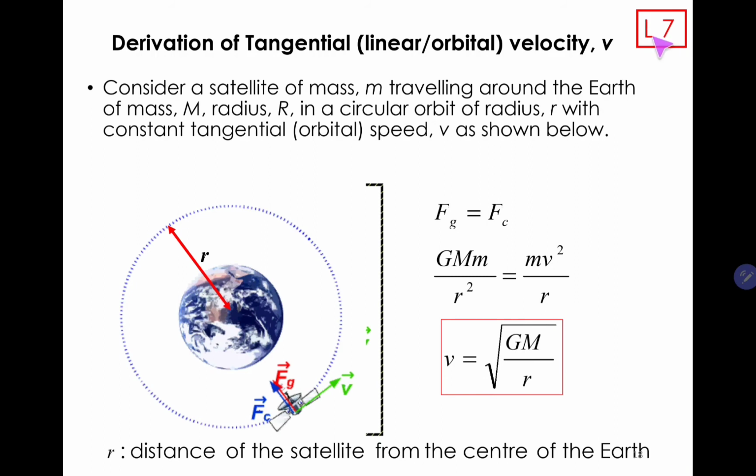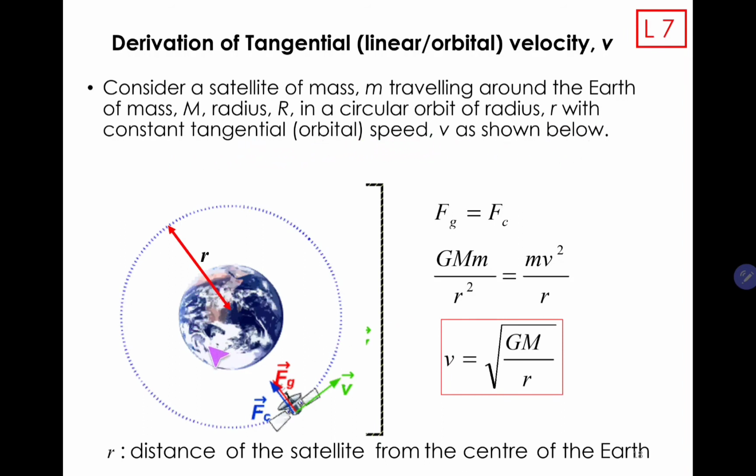Okay, now lastly, let's discuss how we derive the equation of tangential velocity. What is tangential velocity? Consider a satellite of mass m traveling around the Earth of mass M, radius r, in a circular orbit of radius r, with constant tangential or orbital speed v as shown below.